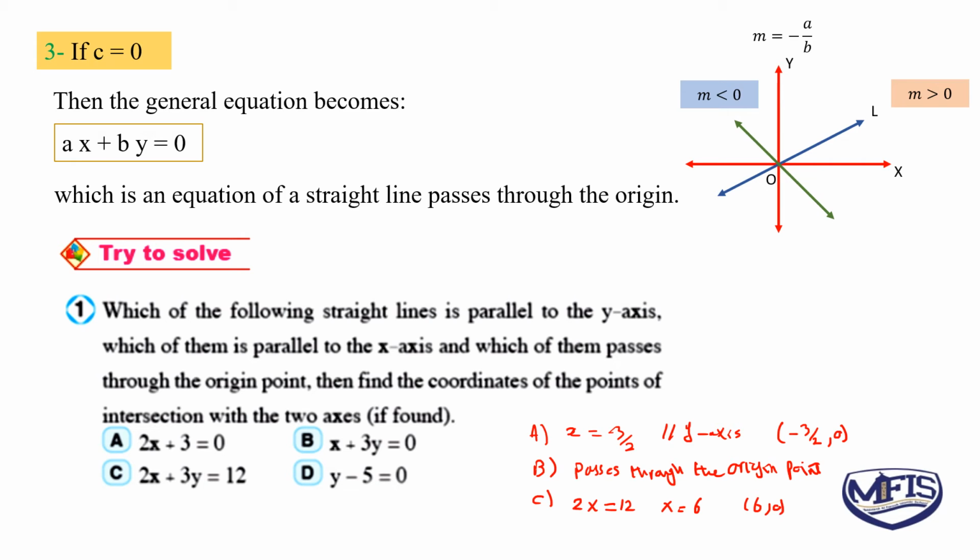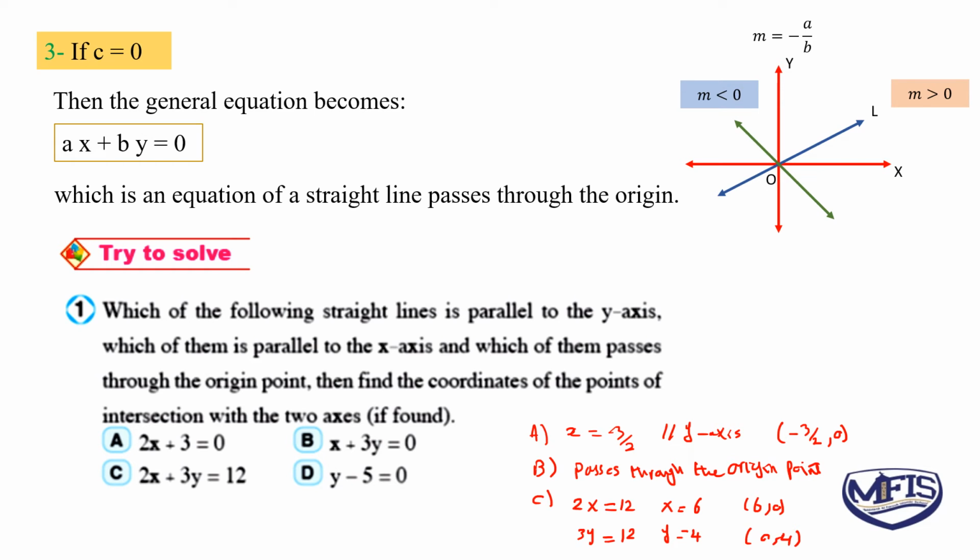And if you want to find the intersection with the y-axis, put x equals 0. So 3y equals 12, so y equals 12 divided by 3, which is 4. So the intersection with the y-axis is (0, 4). That gives the intersection with the x-axis and the intersection with the y-axis, or we can use the rules to find them.